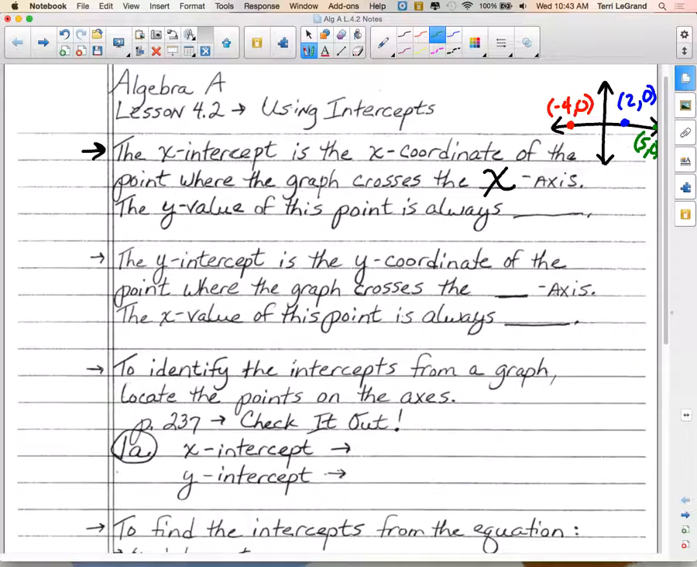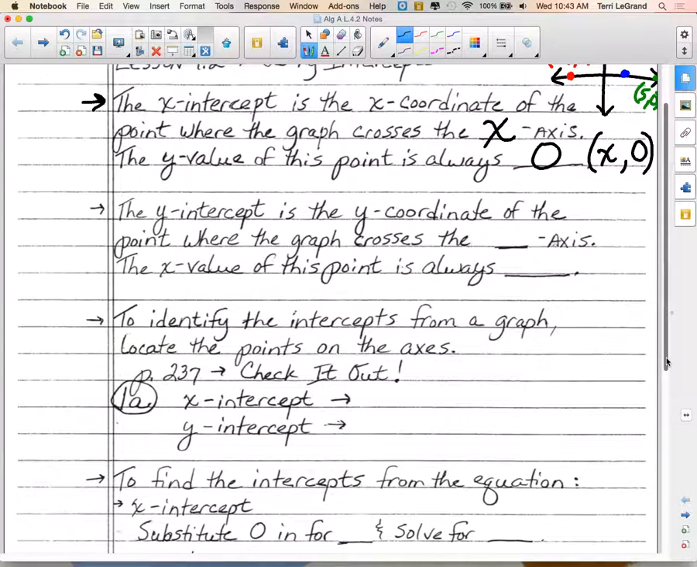So that's a really important point because that means for the x-intercept, the y value of this point will always be 0. We can count on it. Any x-intercept has a y value of 0. So in reality, we could say, pick your x value, your y value should always be 0.